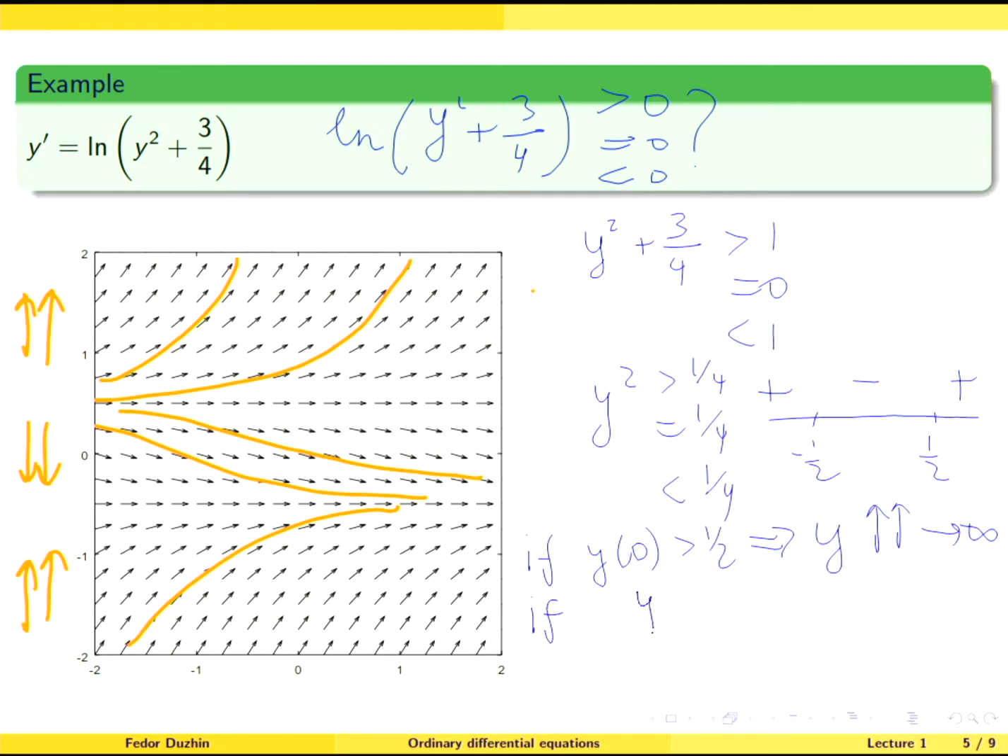So if y of 0 is between negative 1/2 and 1/2, then y is decreasing, and it is decreasing towards negative 1/2. This is what we see from the picture, negative 1/2. All right, and if y of 0 is less than negative 1/2, then y is increasing, and it is increasing towards negative 1/2. So the limit of y of t as t goes to infinity is negative 1/2 if y of 0 is less than 1/2.